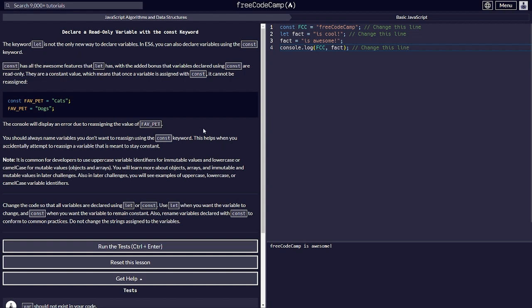So declare a read-only variable with the const keyword. The keyword let is not the only new way to declare variables. In ES6, you can also declare variables using the const keyword. Const has all the awesome features that let has.